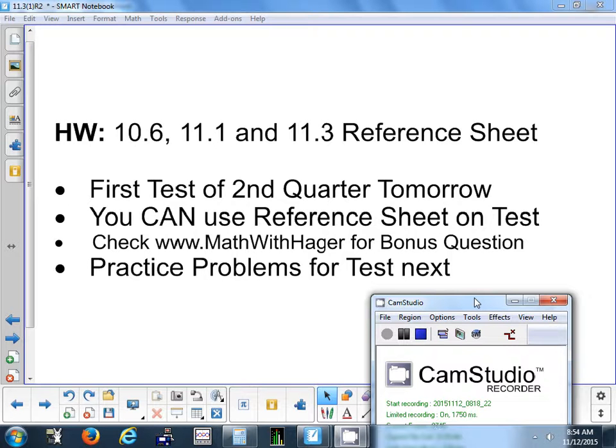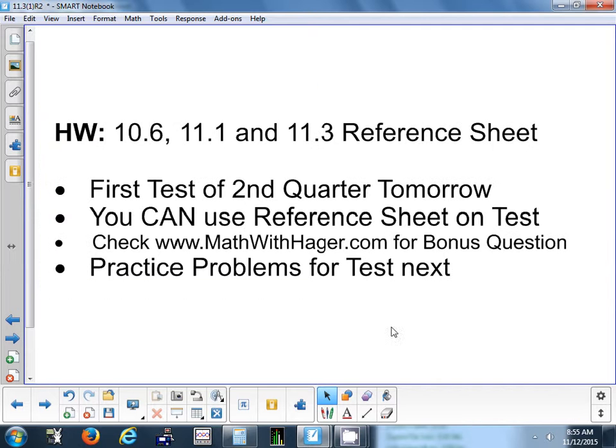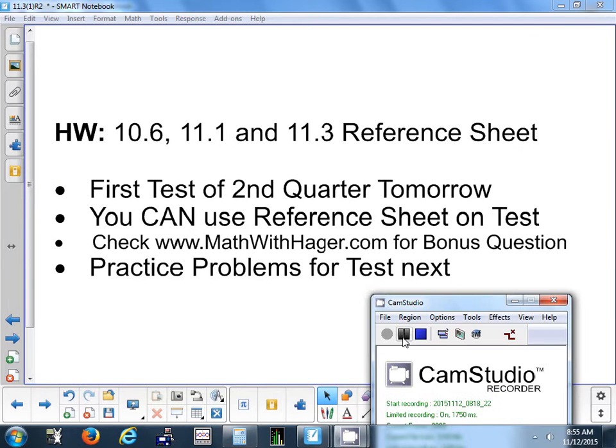Tomorrow will be your first test of second quarter. As always, you can use the reference sheet on the test. So the homework for tonight, just like any other Thursday night, you can use it on the test. Make sure you check the website for the bonus question. There will be one tonight.